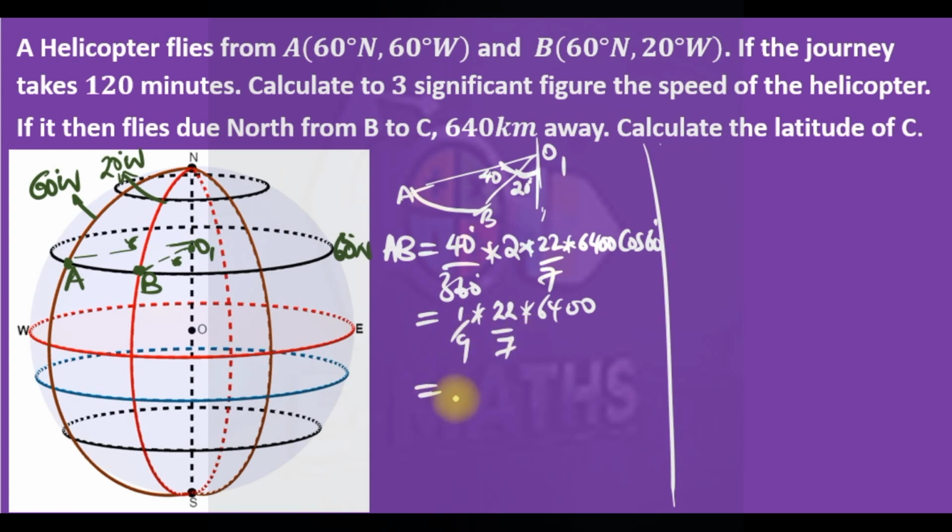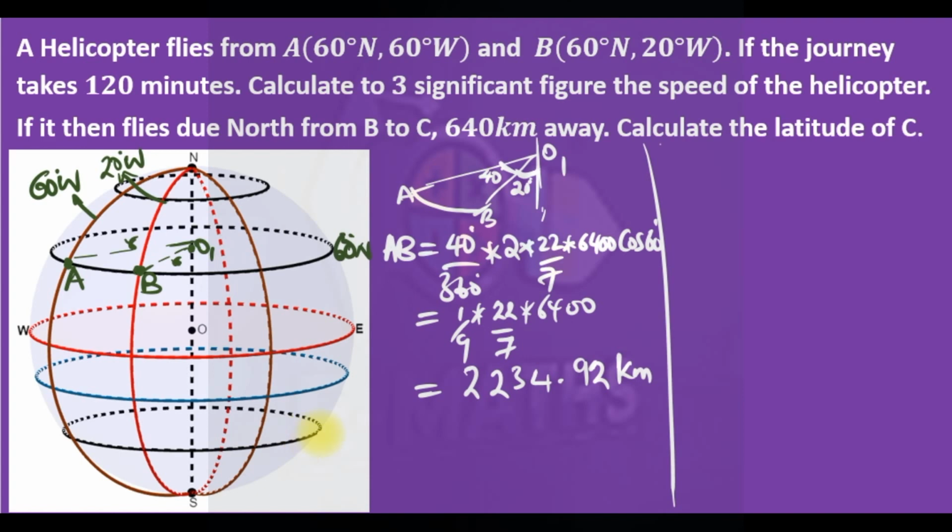So let's use the calculator so that we'll get it fast. Let's find this. So I have 22 times 6,400 divided by, and I have 2,234.92. So this is our distance, in kilometers.